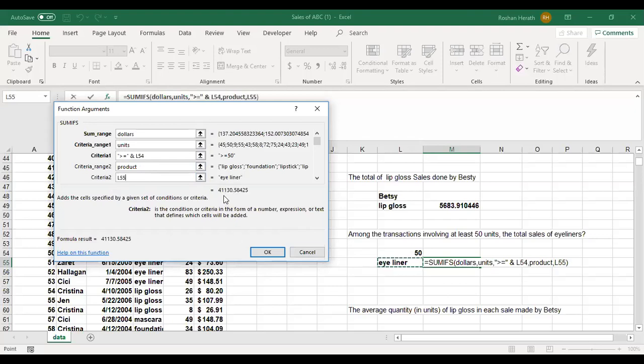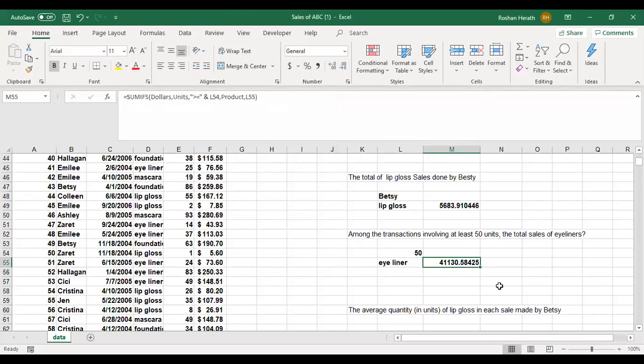So it comes as 41,130.58. So that should be the case, right?